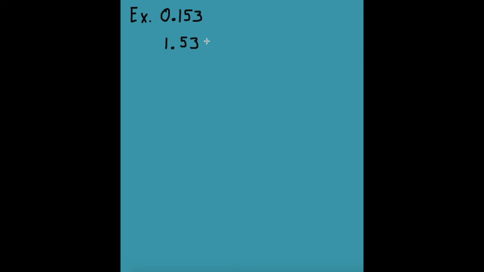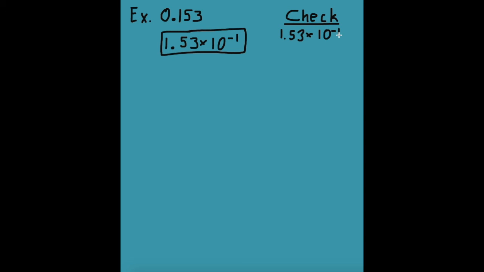Therefore, 0.153 in scientific notation is 1.53 times 10 to the negative first power. You can also check your work. 10 to the negative first tells you to move the decimal once to the left. When you move the decimal once to the left, you will get 0.153, which was the number we started off with.